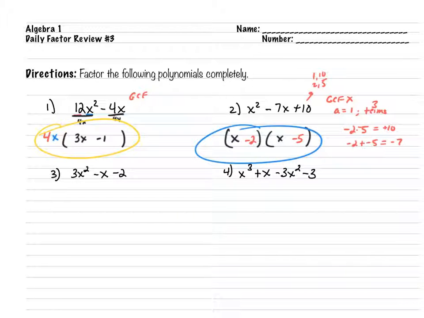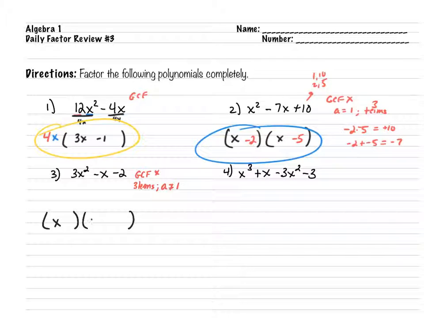So now approaching number 3, we always check for a GCF. And in this case, there is not a GCF. So we notice that there are, again, 3 terms, but in this situation, our a value, or our leading coefficient, is not a 1. It's a 3. So what we know here is that we're going to factor it into 2 sets of parentheses.